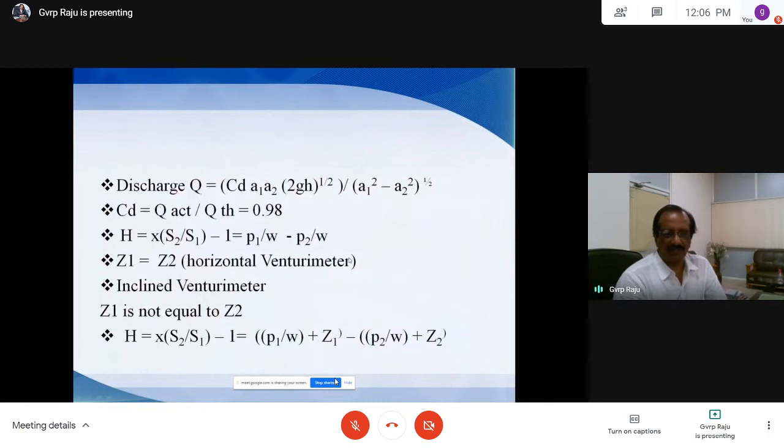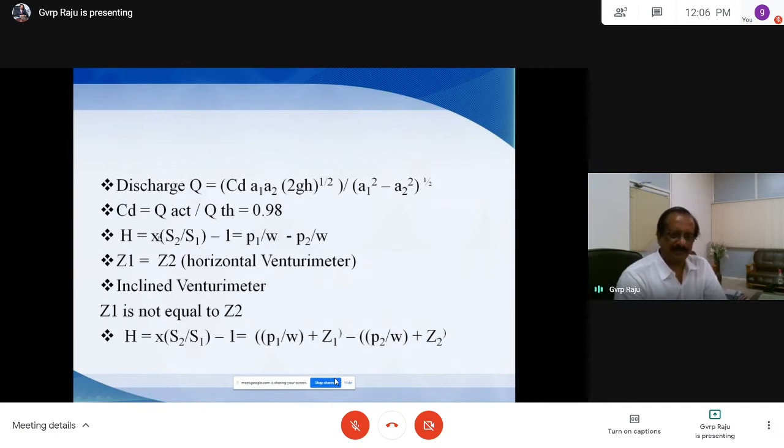So when it is a horizontal venturimeter, the pressure difference H is equal to x into (S2/S1 minus 1). We have discussed this earlier. So H is equal to x into (S2/S1 minus 1). As it is horizontal, P1 by W minus P2 by W is the pressure difference between two points, with the help of a U-tube manometer.